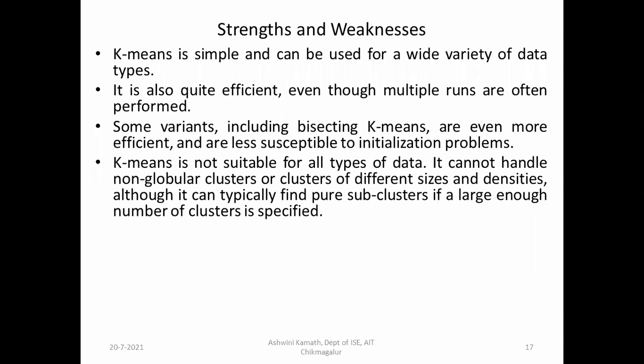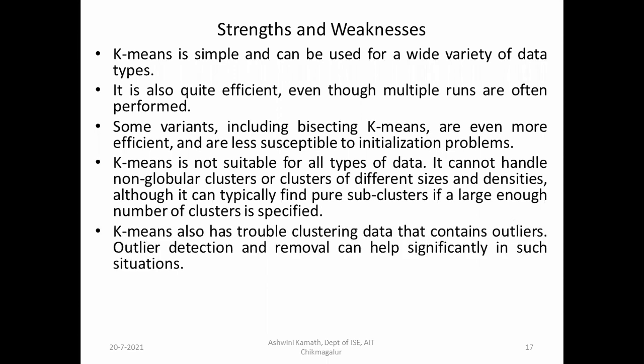K-means is not suitable for all types of data. We have just seen that with the example, right? It cannot handle non-globular clusters, or clusters of different sizes and densities. We have seen that. Although it can typically find pure subclusters if a large enough number of clusters is specified. So in this case, what we have to do is find a larger number of clusters. The subclusters it forms will then capture the natural clusters.